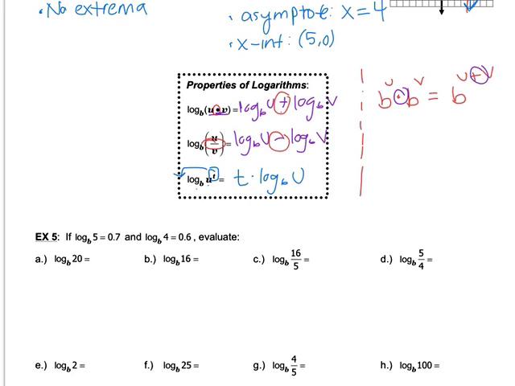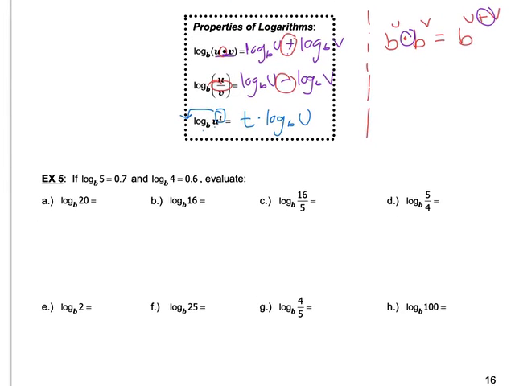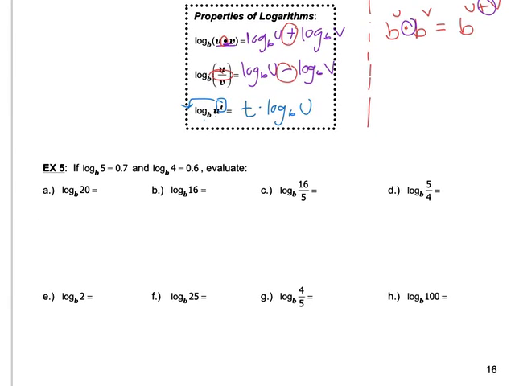So now we're going to apply these properties into this next example. And we're told right off the bat in this example the values of these different logs. We're told that log base b of 5 is 0.7, so we don't know what the base is, and log base b of 4 is 0.6. So it's telling us to use that to evaluate all of these other expressions.